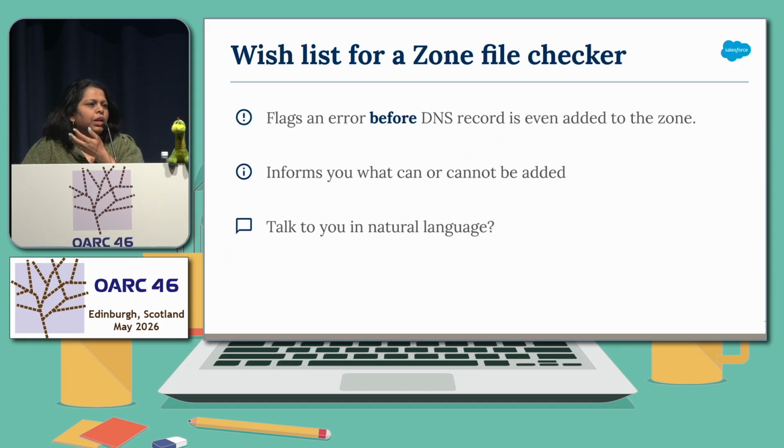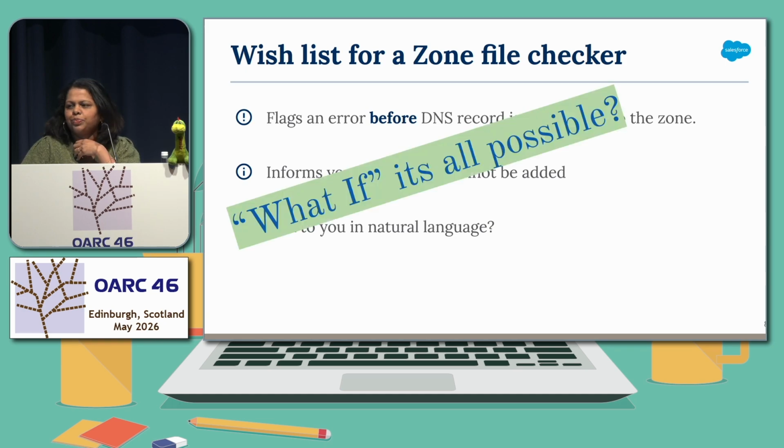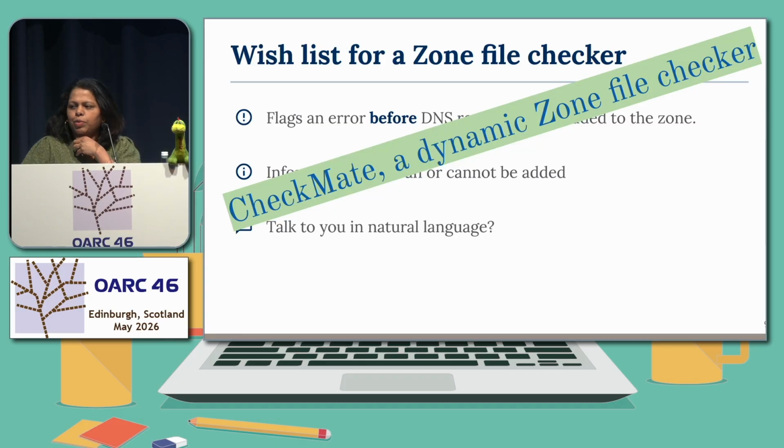So what would be our wish list from a zone file checker? We want a checker that can find an error before a zone record is added, before a DNS change is made. It can inform you whether it is okay to add this zone record or not. You can ask it informative questions and even talk to it in natural language. So what if all of this is possible? At this point, I'm introducing CheckMate, the dynamic zone file checker.